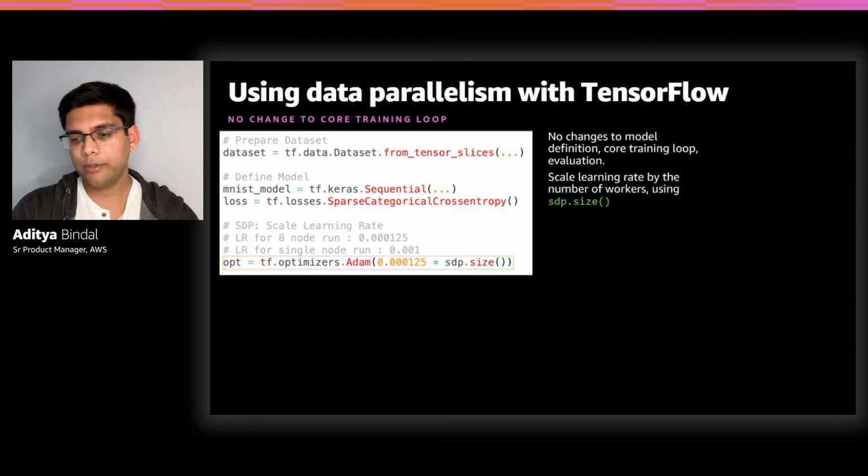The one thing we will do, which is needed for any distributed training workload, is to adjust our learning rate, just the way we adjusted our batch size previously, by the number of workers, and we'll use sdp.size to get the number of workers.